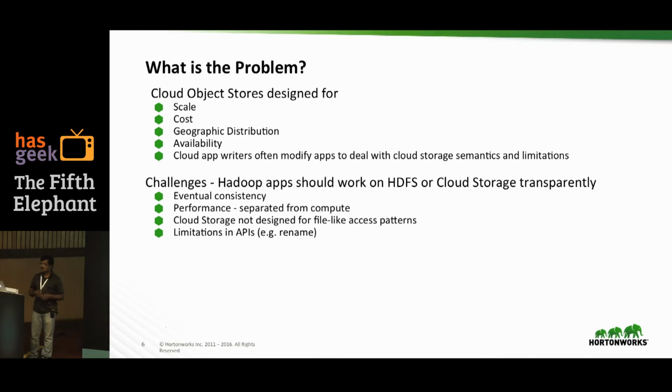And cloud storage is basically not designed for file system-like APIs or usages, and there are certain limitations with the APIs themselves. Just to give an example, in the case of HDFS, a rename is an atomic operation, but in cloud vendors, it may not be. Again, taking the example of Amazon, the rename is a copy and delete operation, so it may not be atomic over there. So there are certain semantic differences between HDFS and what the cloud vendors might end up offering.